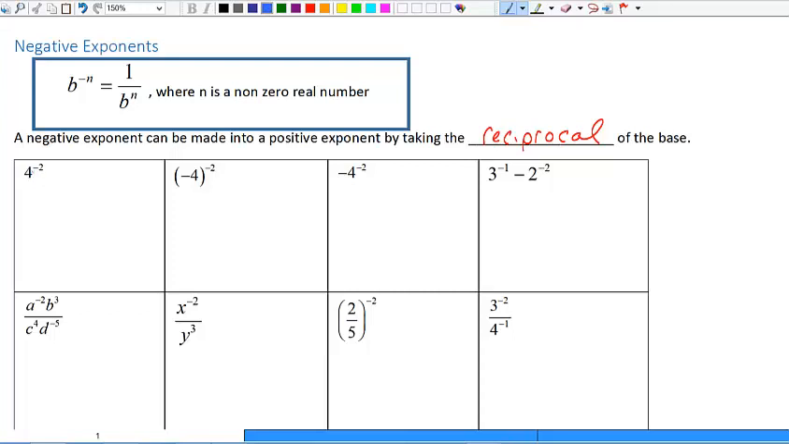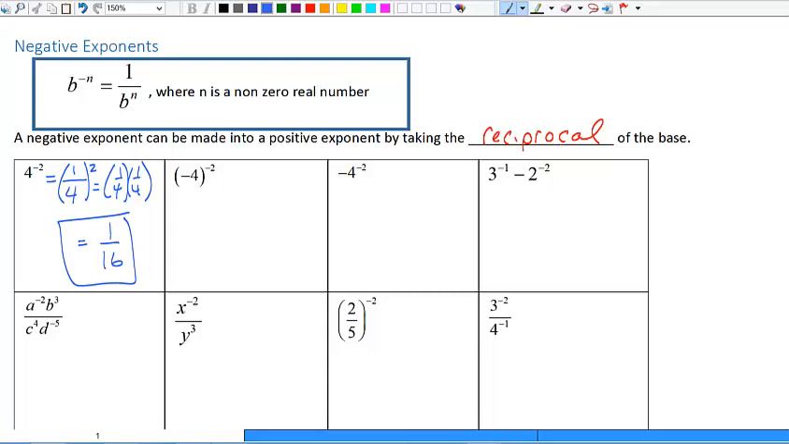On this problem, 4 to the negative 2. That's different than the ones we did above that said negative 4 squared. Notice on the ones we did above, we had a negative on the base, not a negative on the exponent. So we're working on a negative exponent this time. The negative on the exponent says I take the reciprocal of the base and I still square. So I have 1/4 squared, which is 1/4 times 1/4, or 1/16.